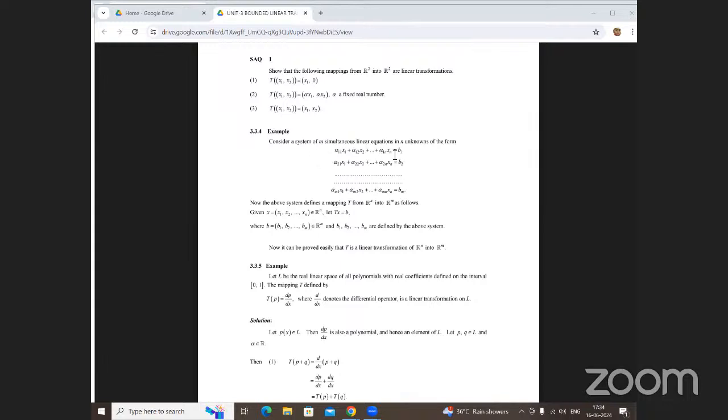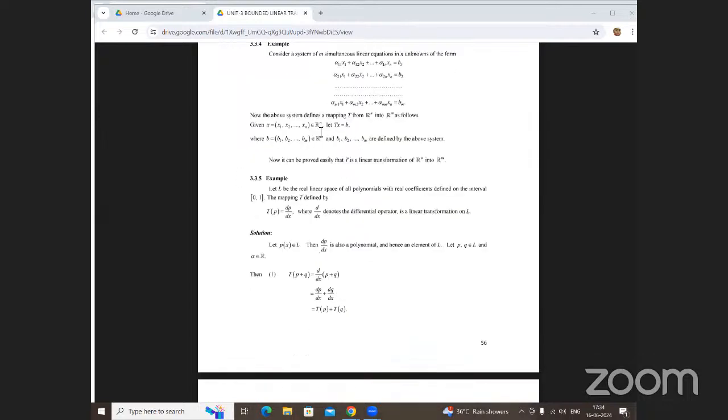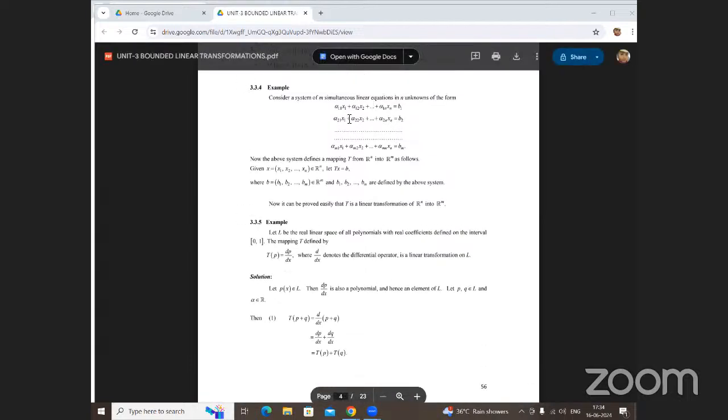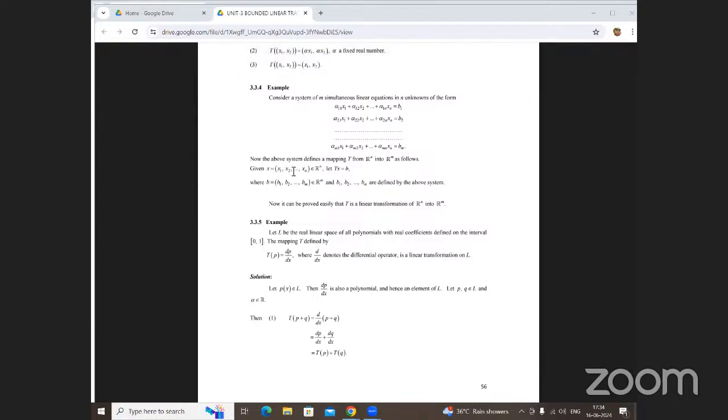Now, what is the constant matrix? b1, b2, so on, bm. The variable matrix is x1, x2, so on, xn. These are the variables. According to this, this is a system of m simultaneous linear equations in n unknowns. The representation of x1, x2, so on, xn, we denote by x.